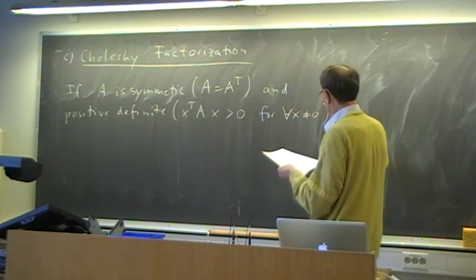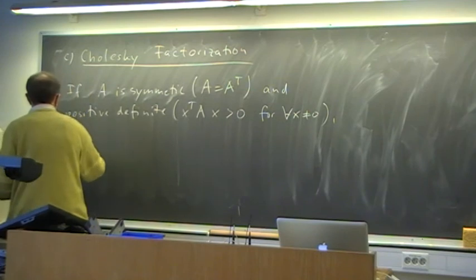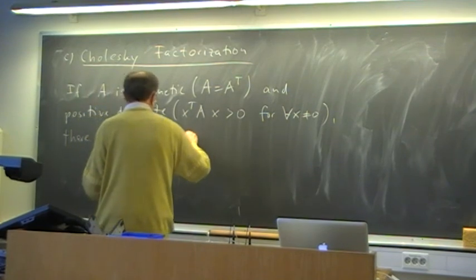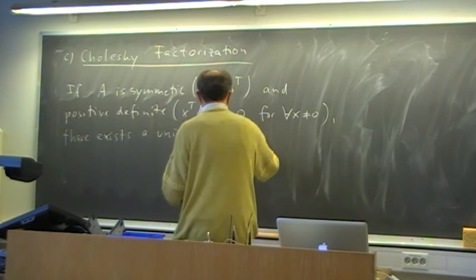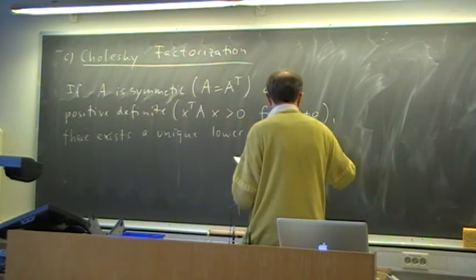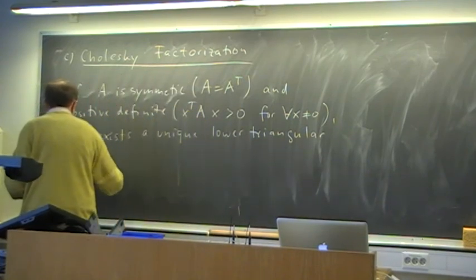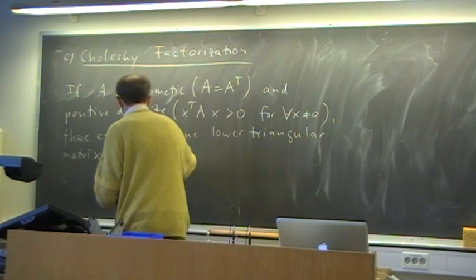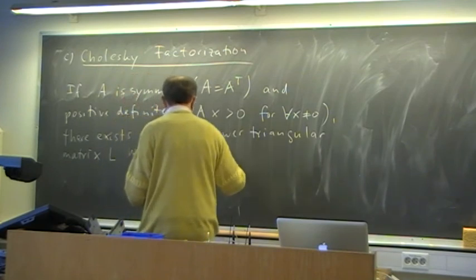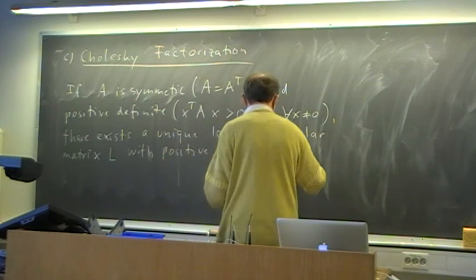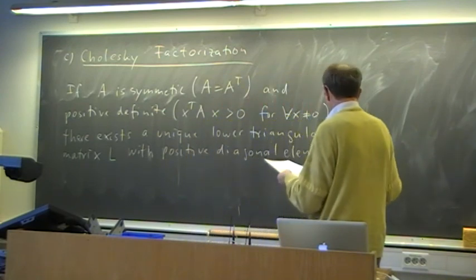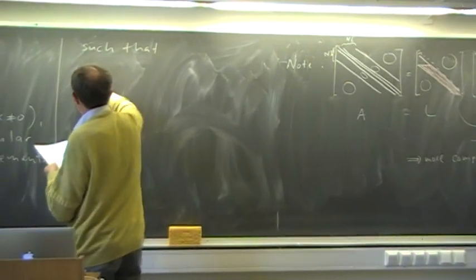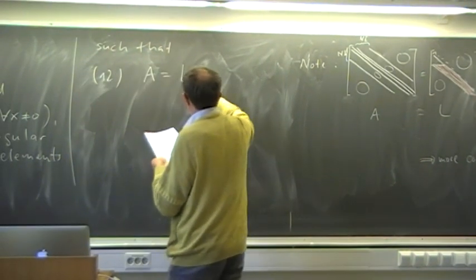If we have such a matrix, then there exists a unique lower triangular matrix L with positive diagonal elements such that the following holds: that A is equal to L times L transpose.